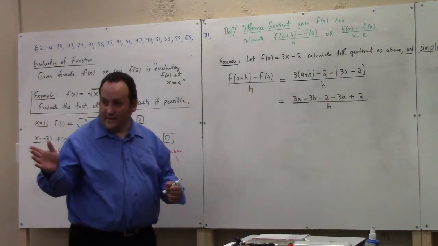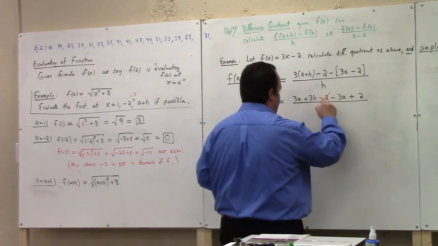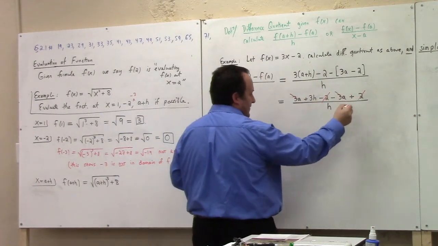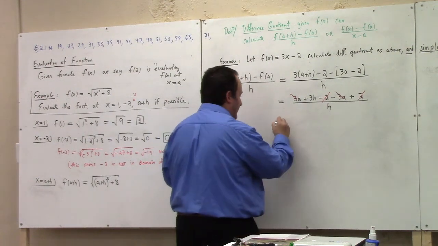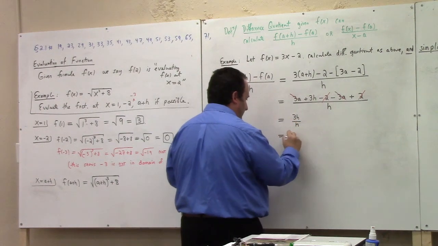Now, you're right. The 2 and the minus 2 cancel, right? Super nice. And what else cancels? Yeah, 3a cancels with minus 3a. What are we left with? Right, 3h over h, which is, by the way, equal to 3.